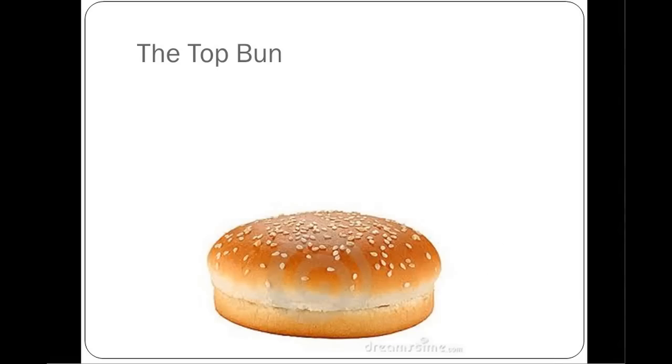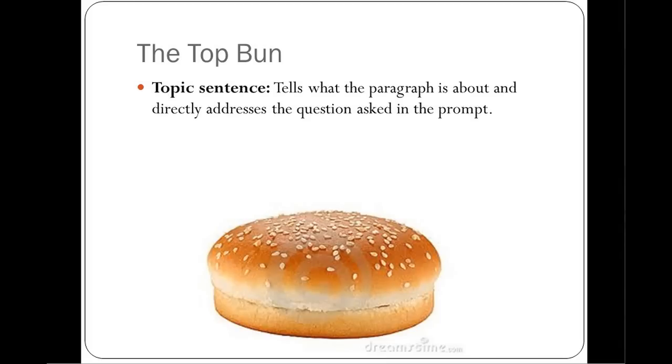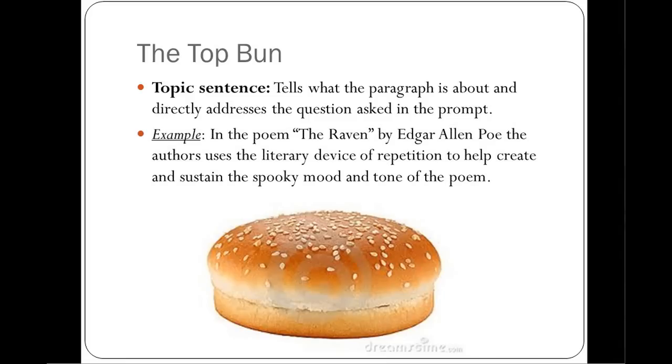So to begin with, our hamburger always starts with the top bun. If we don't have a top bun to our hamburger, what do we have? We have a juicy mess that spills out everywhere. And in our paragraph, it's the same way. The top bun in our paragraph is a topic sentence. And our topic sentence tells what the paragraph is about and directly addresses the question asked in the prompt. The purpose of our topic sentence is to clearly introduce the piece of literature you're going to analyze, the author, and then directly address the question being asked.